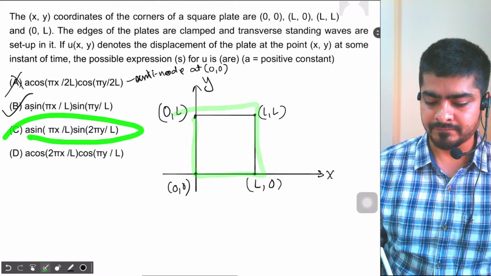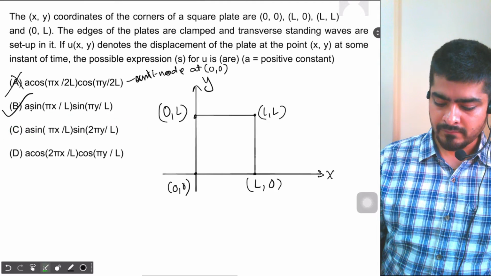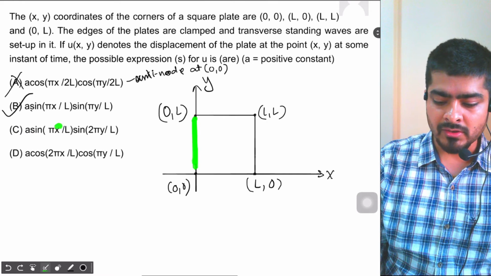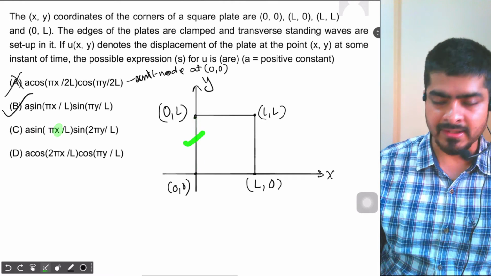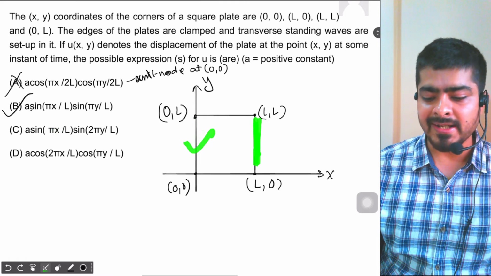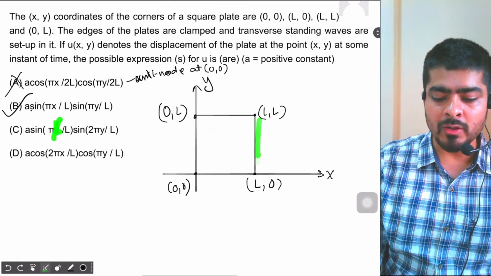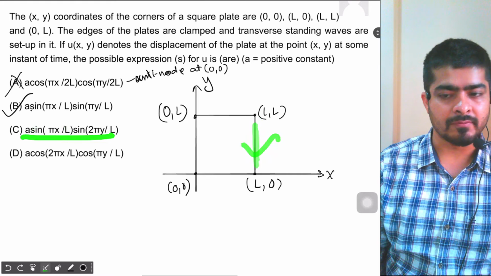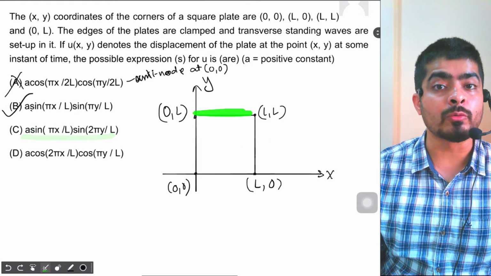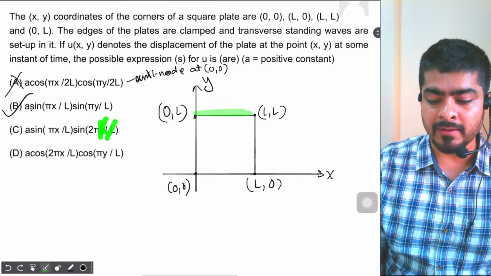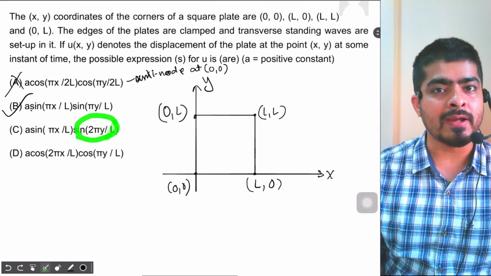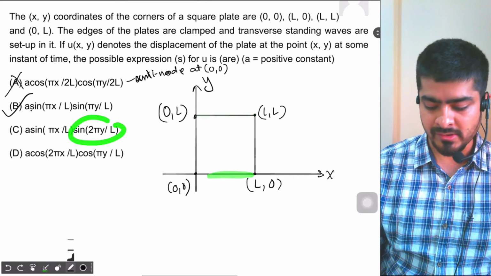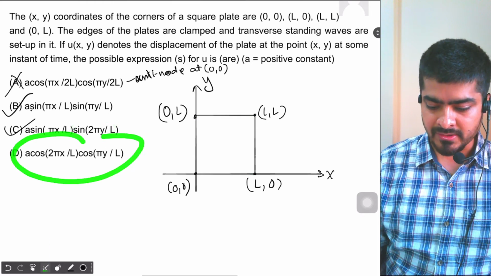Now check this option. So when I take this left edge, for this edge x equal to 0, so sine 0 is 0. So this edge is becoming a node. Check this edge, put x equal to L. When you put x equal to L over here, L by L will cancel out, so sine pi will be 0. So this edge is also giving us a node for this equation. Now check this edge, y equal to L. When you put y equal to L, so L will cancel out, you are getting sine 2 pi. Sine 2 pi is 0. So this edge is again a node. Check y equal to 0. When you put y equal to 0, sine 0 is 0. So this is correct.